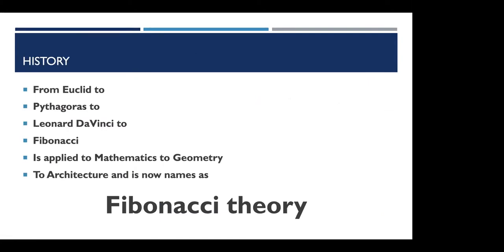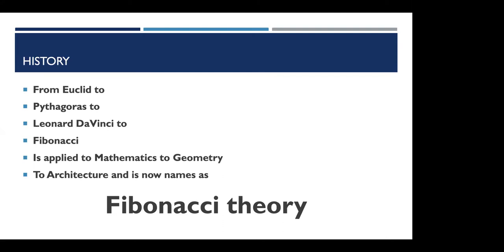But Fibonacci theory started from Euclid. He started in a mathematical way to find out why there is such an equation. And then from there, you went to Pythagoras. We started with pi. And then from there, you go to Leonardo da Vinci.